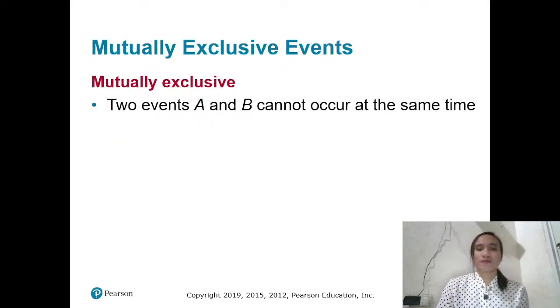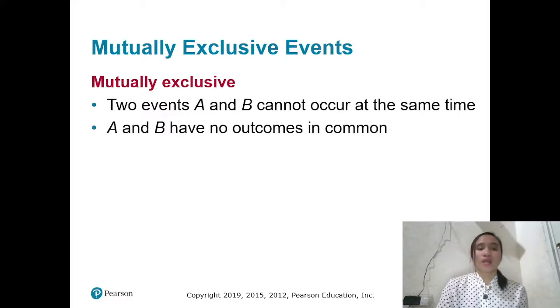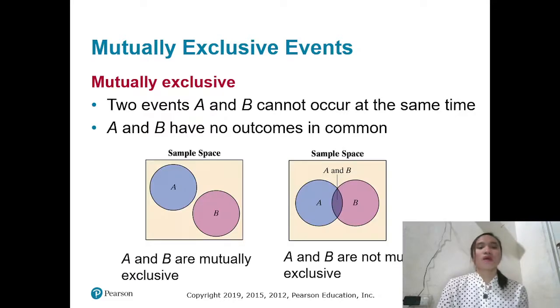Mutually exclusive events. Two events are mutually exclusive if they cannot occur at the same time. A and B have no outcomes in common. In the sample space, in the first box, A and B are mutually exclusive. In the second box, A and B are not mutually exclusive.